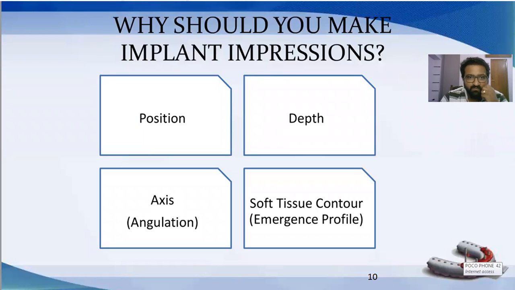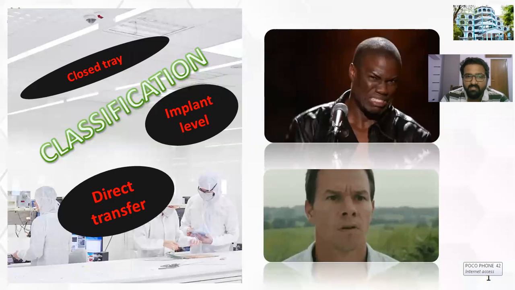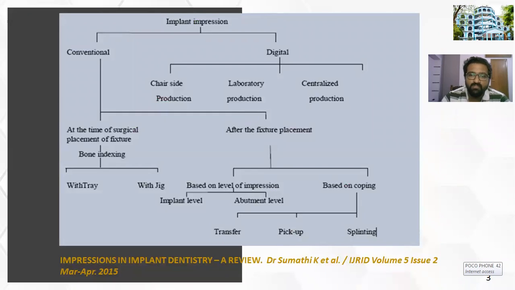So why should we make an implant impression? To record the exact position, the depth and angulation of the implant, and then to record the soft tissue contour that is present in the patient. Okay, so there are different classifications such as closed tray, implant level, and direct transfer, and all those. Instead of confusing yourself, you just have to apply the knowledge you have towards the classification. Understand?